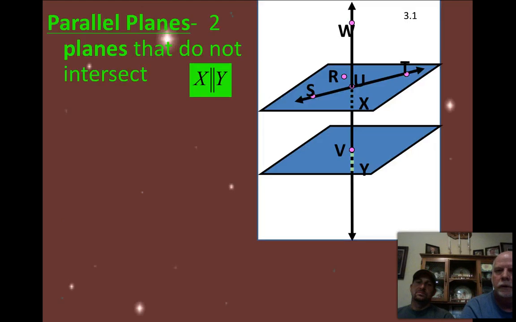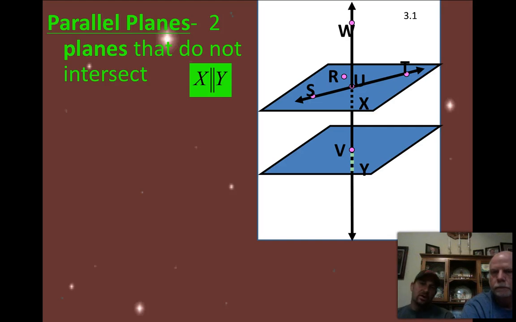Our PowerPoint is being very slow here. All right, so parallel planes. Well, if we've got parallel lines, it makes sense that we've got parallel planes. It's real easy: two planes that do not intersect. When you look at the label there, remember we label a plane as an uppercase letter with no point attached to it. So that reads plane X is parallel to plane Y.